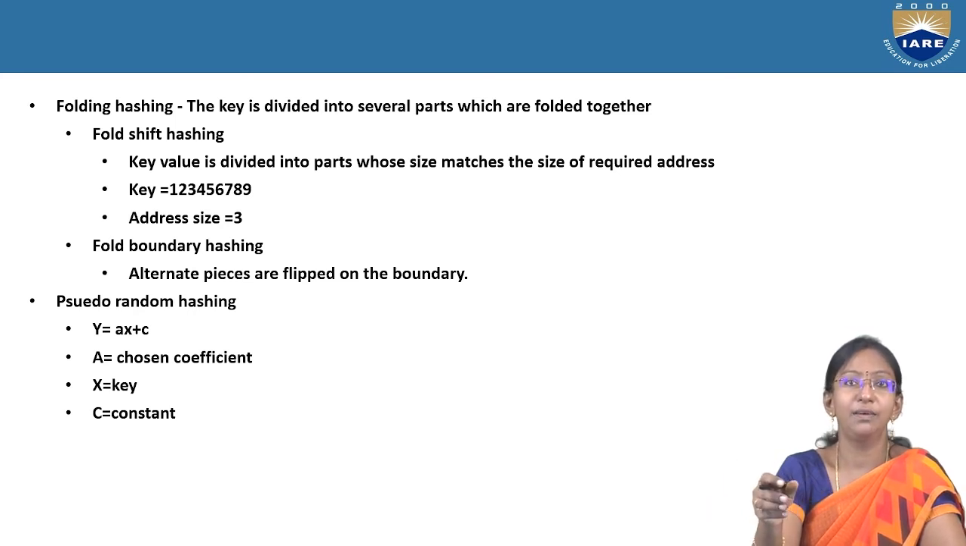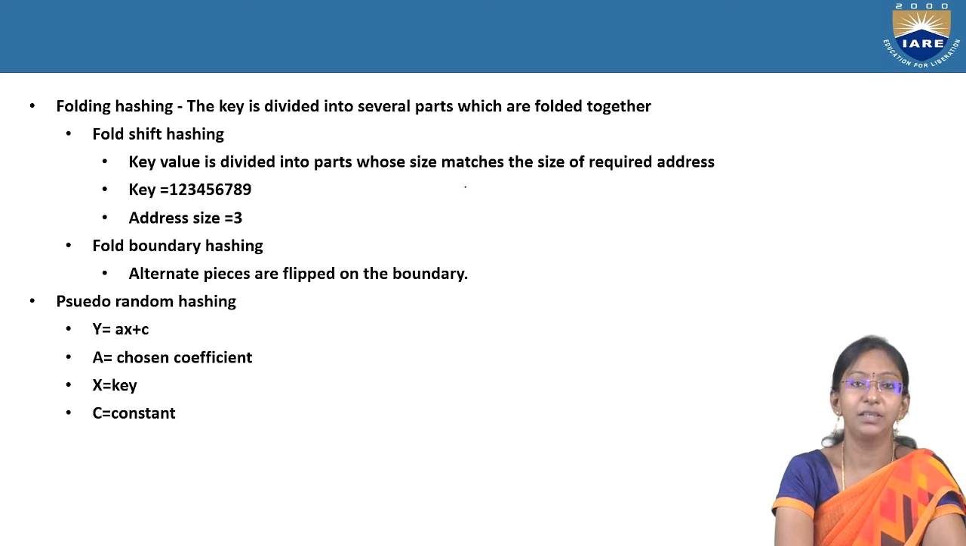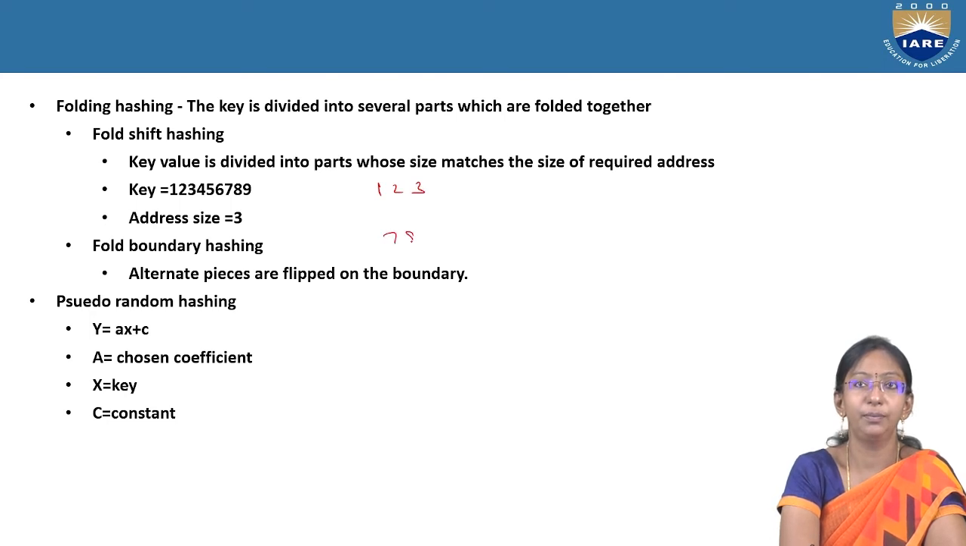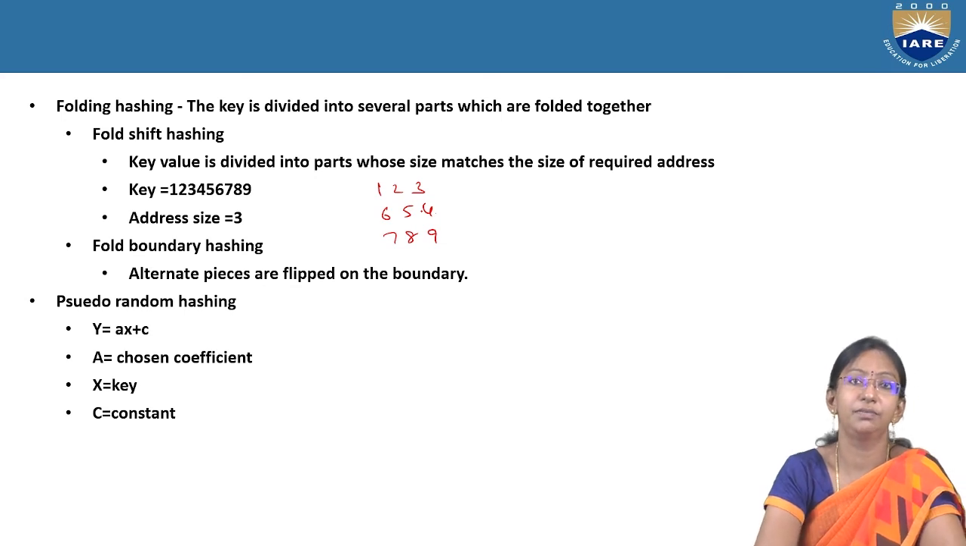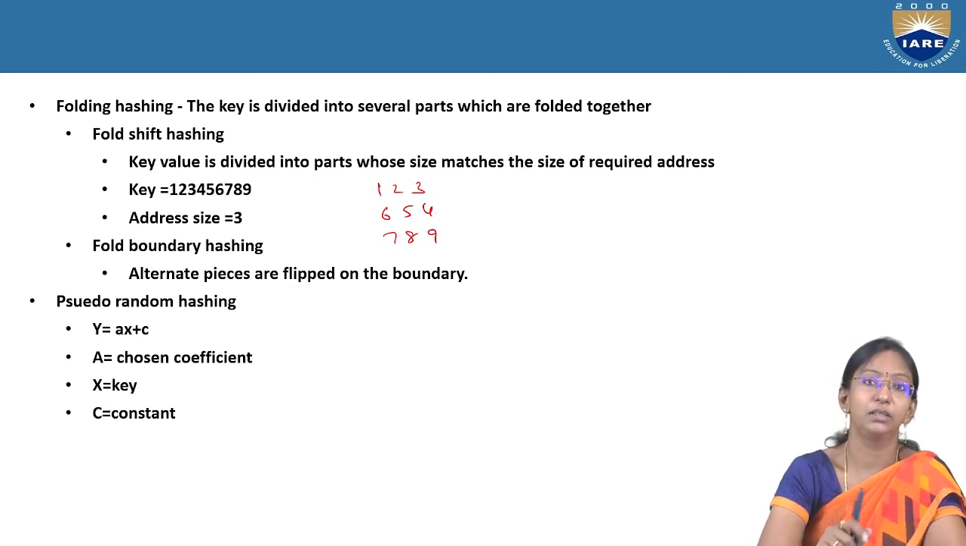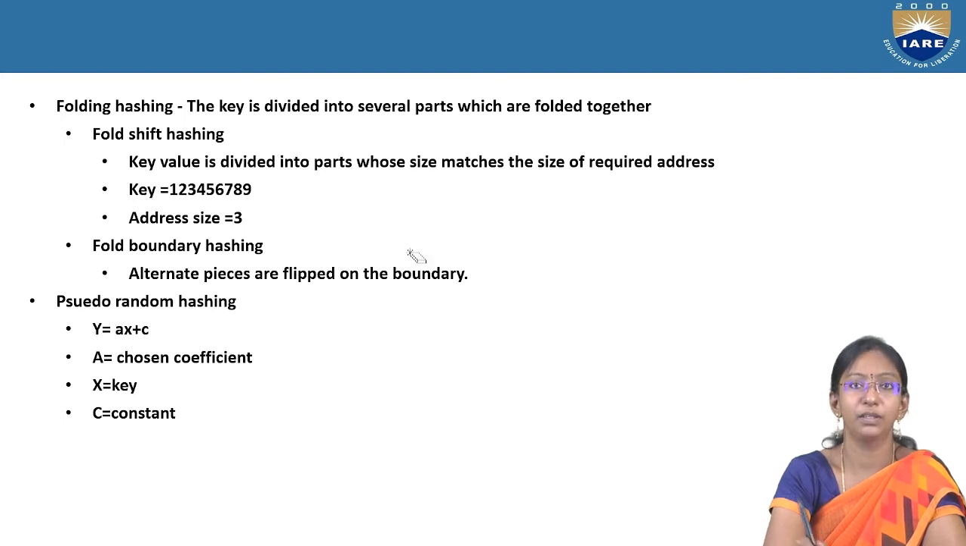Yeah, you can have boundary hashing also, folded boundary. Alternate places are flipped on the boundary. That is, 1, 2, 3 and 7, 8, 9 will be as they are, and 6, 5, 4, the mid 3, will be reversed. I'm folding, right? So flipped boundary also you can have. That is one of the techniques.